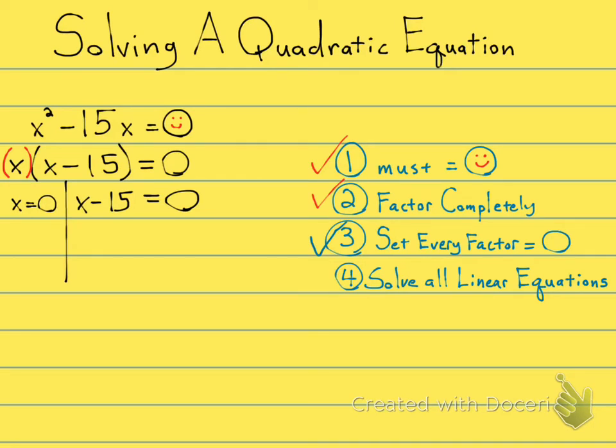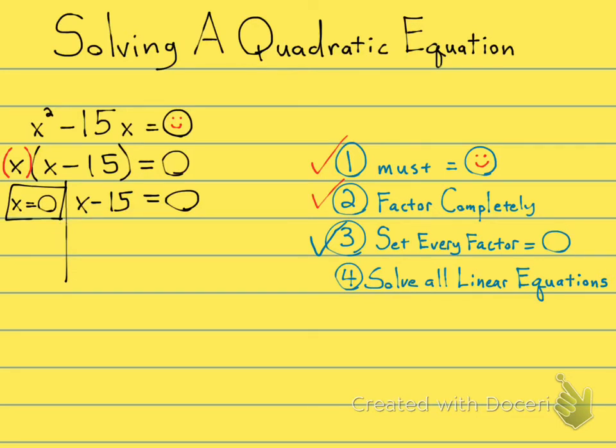Step 4, solve all linear equations. Well, this one is already solved for. X equals 0. Is my x by itself? Yeah, it is. X equals 0. That's a number. That's fine. This one right here, my x is not by itself. Okay, so I need to get rid of a minus 15.